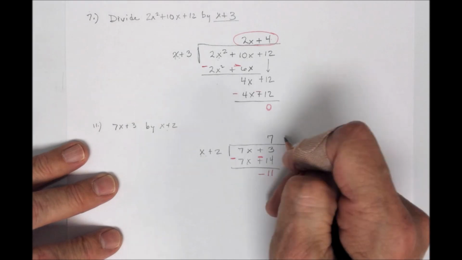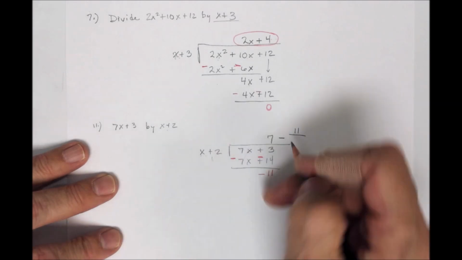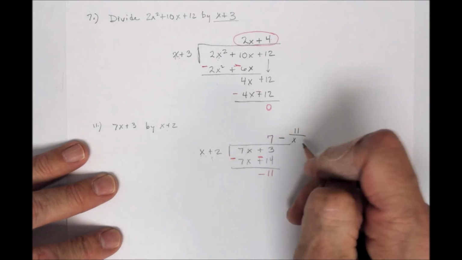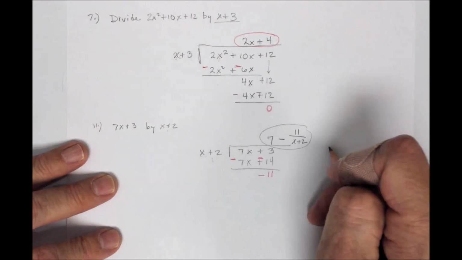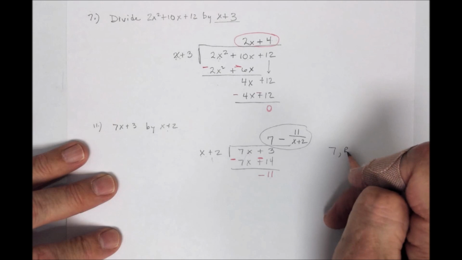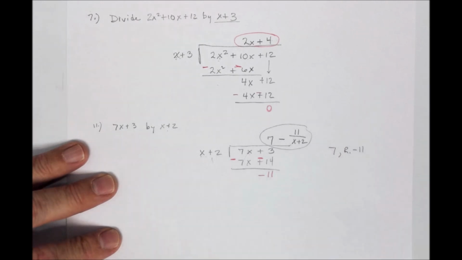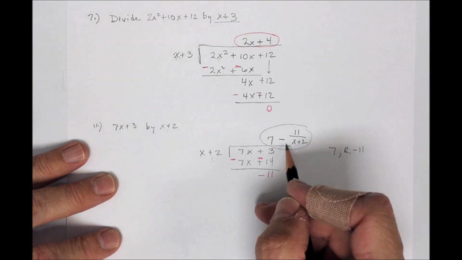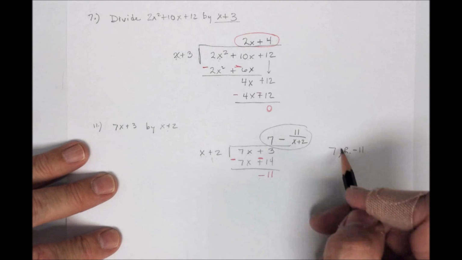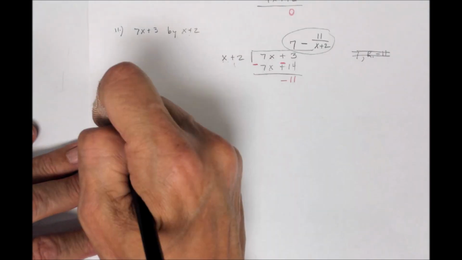I'm going to write minus 11 over my divisor, x plus 2. That's my answer. Now, I know some books will write 7, comma, capital R for remainder, and a negative 11. That's not very mathematical. I mean, I know what it means. It's just a shortcut. This is what it means. So you might as well write down what it means. I'm sure that's what the teacher is asking for. So that one's done.